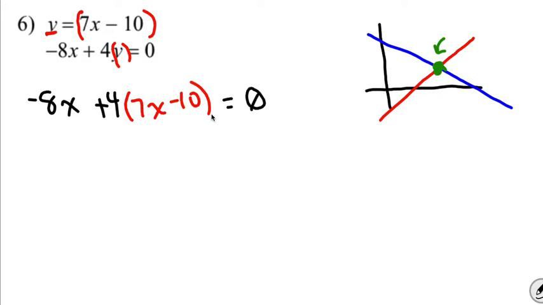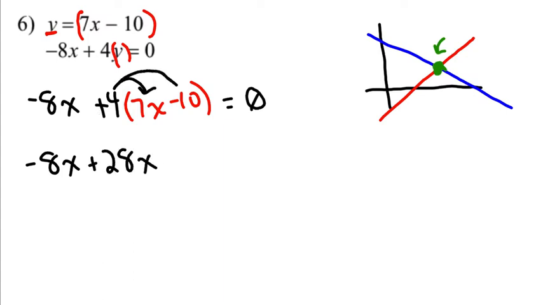So let's go ahead and solve this now. First of all, I'm going to take my negative 8x and bring that down, and then I'm going to take this 4 and distribute it through. So 4 times 7x is 28x, and then 4 times negative 10 is negative 40, equals 0.